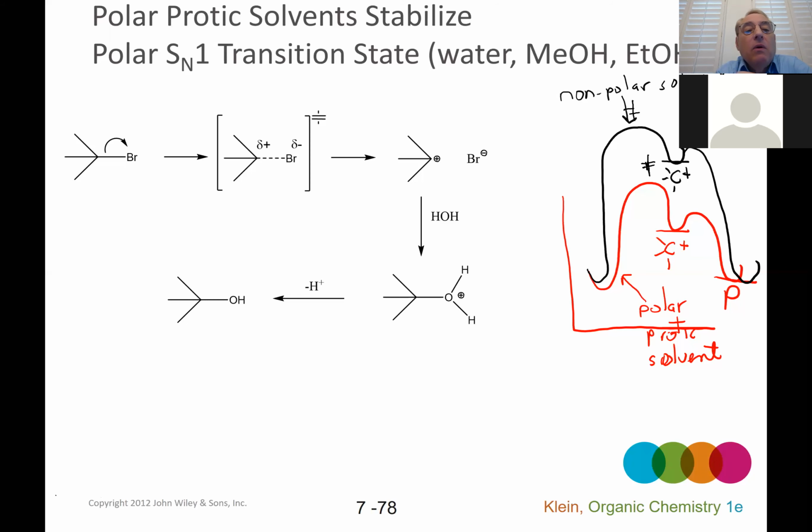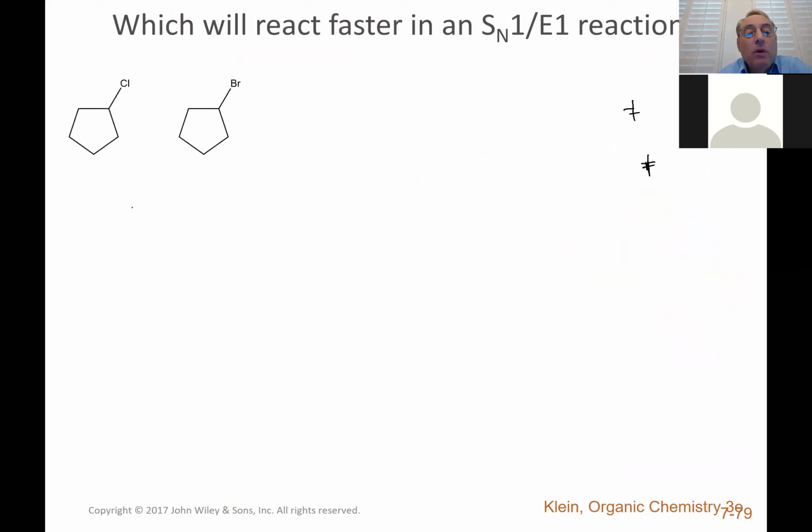Okay, so now I want to move on and test your understanding. It's not a quiz. I just want to see how much you remember about this. So the question is, you can't see it, but which of these is faster in an SN1 E1 reaction? Which is faster, the chlorocyclopentane or the bromocyclopentane? So maybe I'll just let you think and I'll answer it for you.